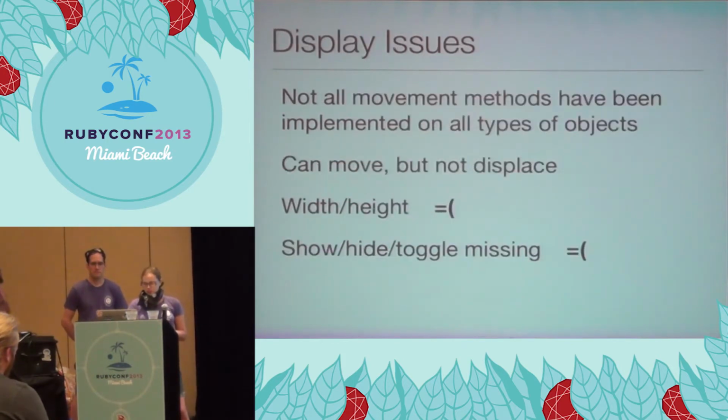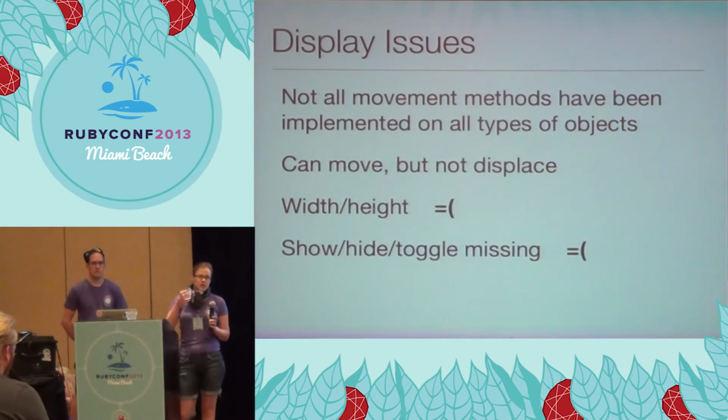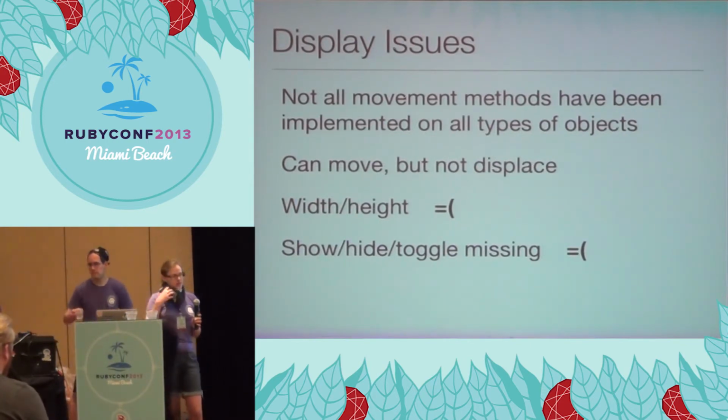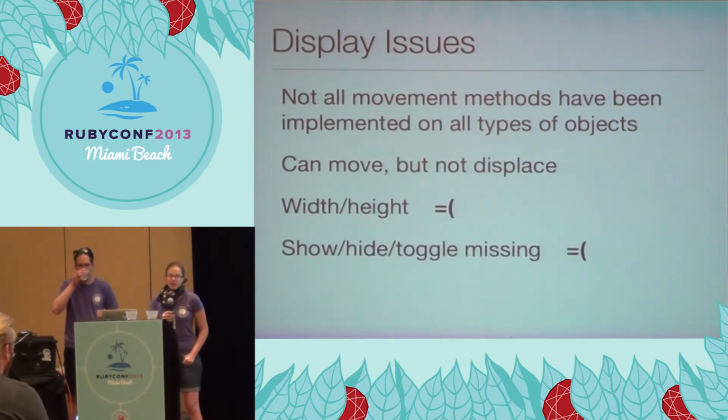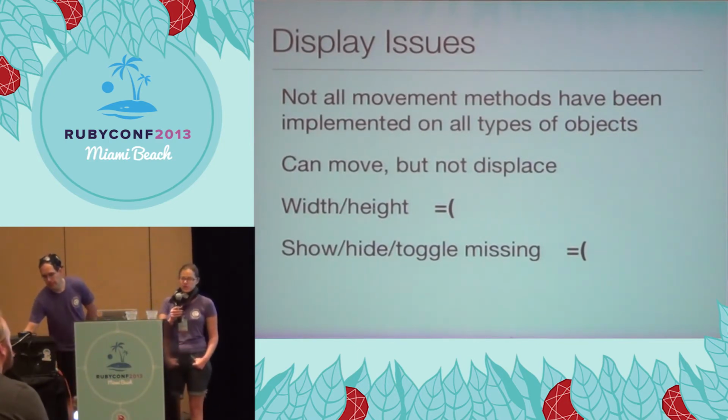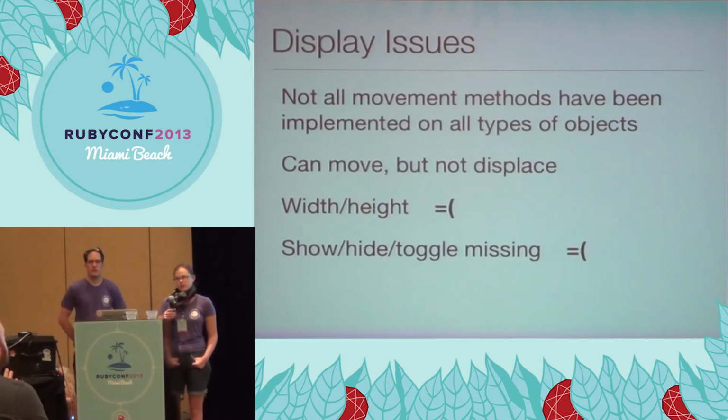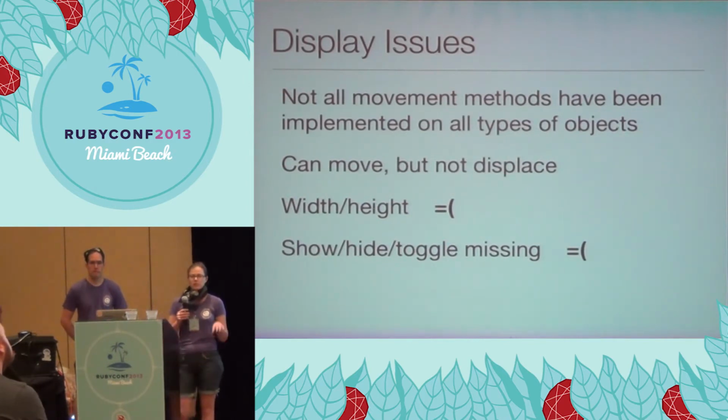So currently Shoes 4 definitely has still some functionality gap from the previous Shoes implementations. And like I said before, a lot of this might be already out of date because I know that they've been adding a lot of these features lately. But for our implementation, we had to kind of get around some of the deficiencies, lack of features that were in Shoes 4 right now. So not all the movement methods have been fully implemented on all the objects. You can move things but not displace, which is always fun.